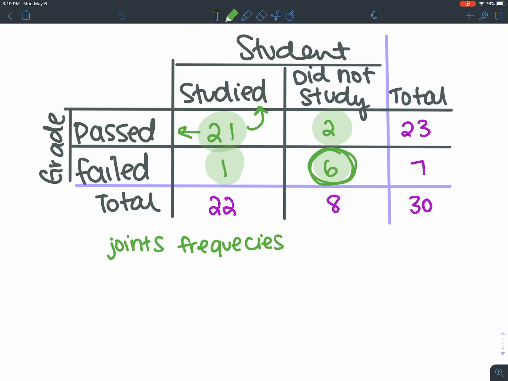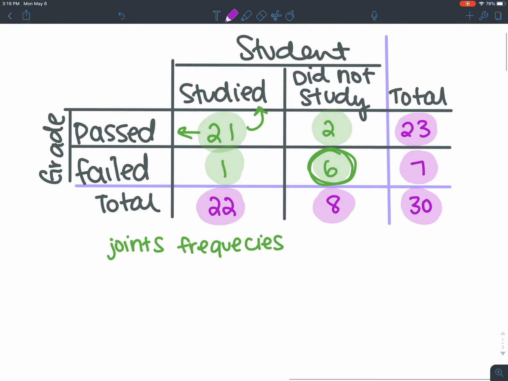All right, so the purple ones, those are on the outside. So think of the outside of a paper that you would edit on a Word doc. That's called the margins. And so the numbers on the outside are called your marginal frequencies. And these represent your totals.